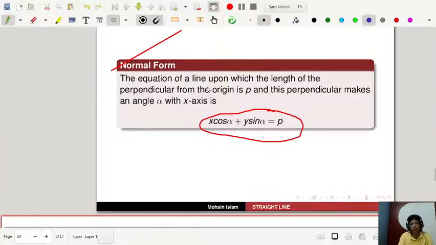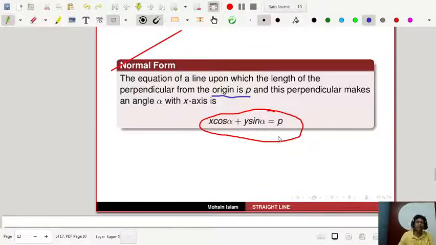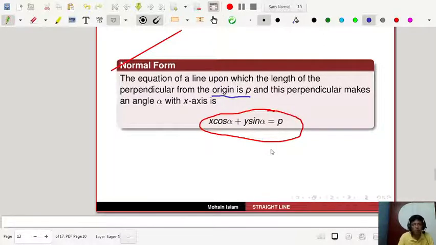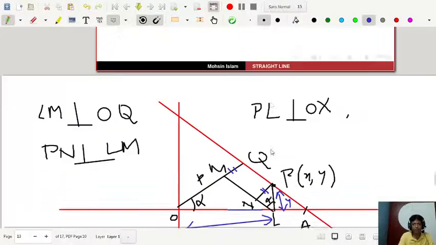The equation of a line upon which the length of the perpendicular from the origin is P, that is given, and this perpendicular makes an angle alpha with the x-axis, is given by x cos alpha plus y sine alpha equal to P, and this is called the normal form of the straight line.